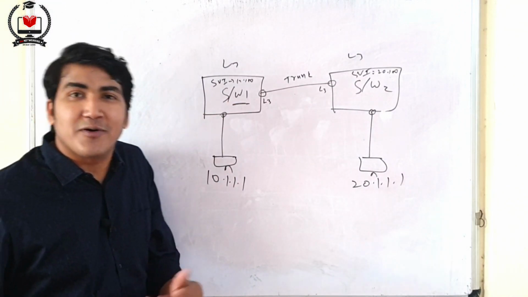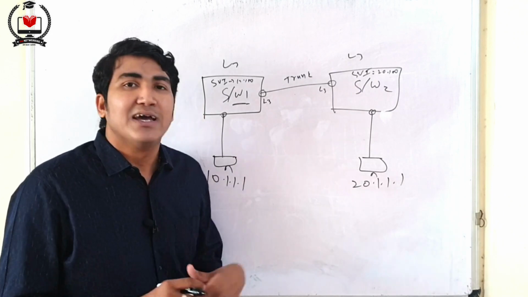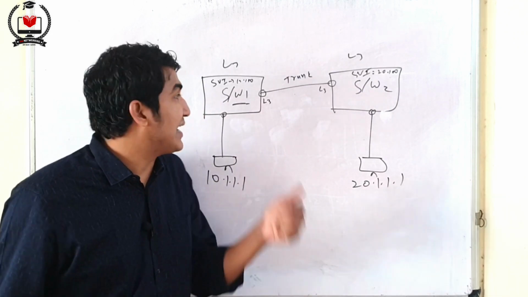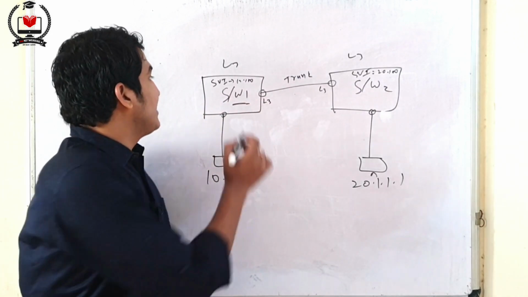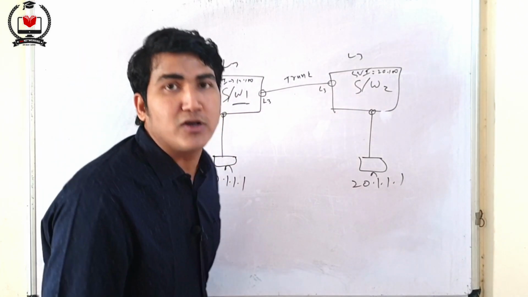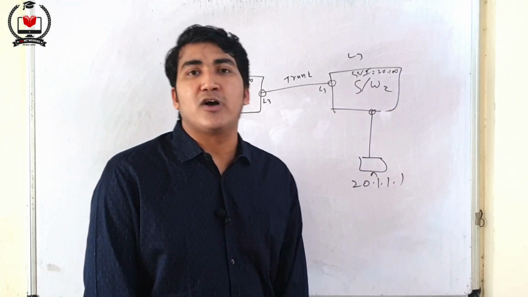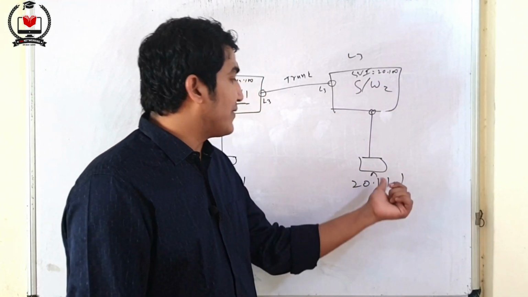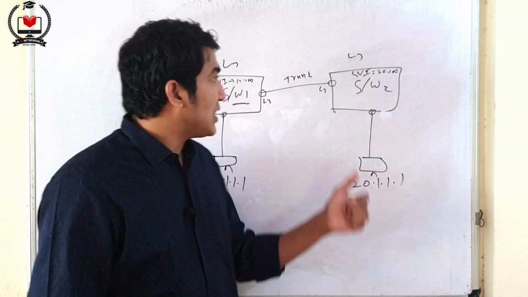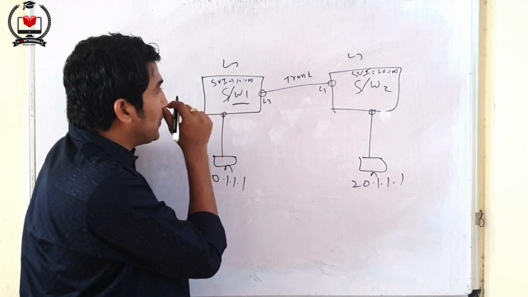Now tell me, in the routing table of this switch, this is a layer 3 switch, right? This switch can perform routing as well. You just need to write one command in global config mode, that is nothing but ip routing, to enable routing. Then you can check the routing table. In the routing table of this switch, there will be only this 10.1.1.0 network. In the routing table of switch 2, there will be only this 20.1.1.0 network, right?